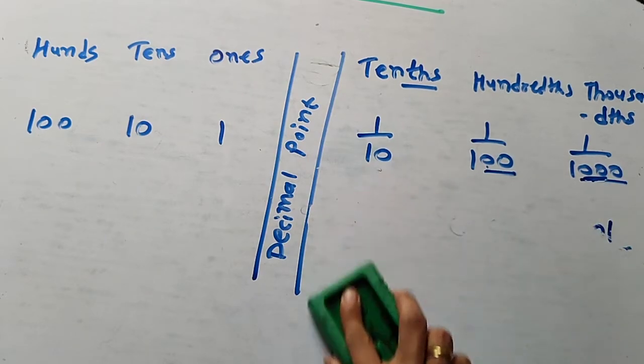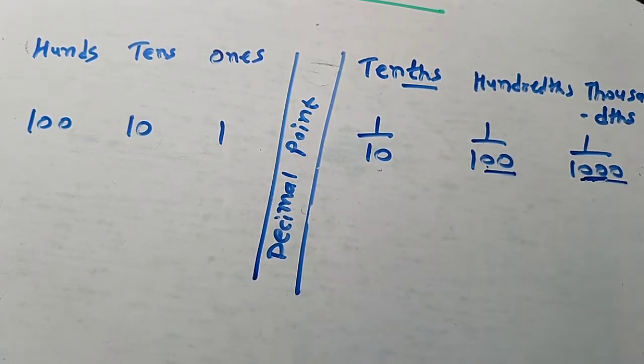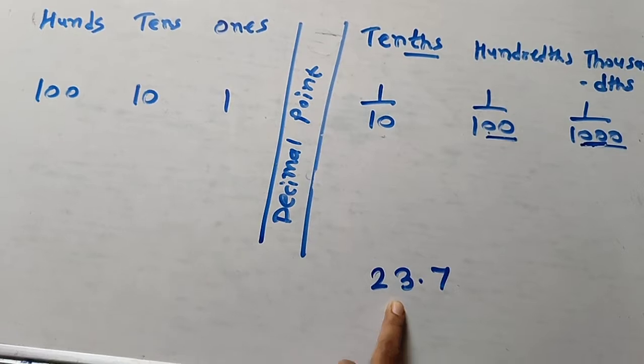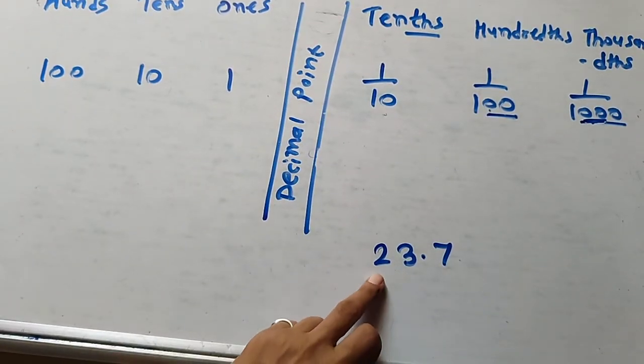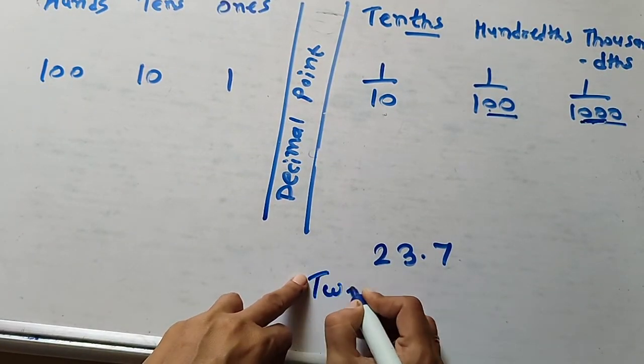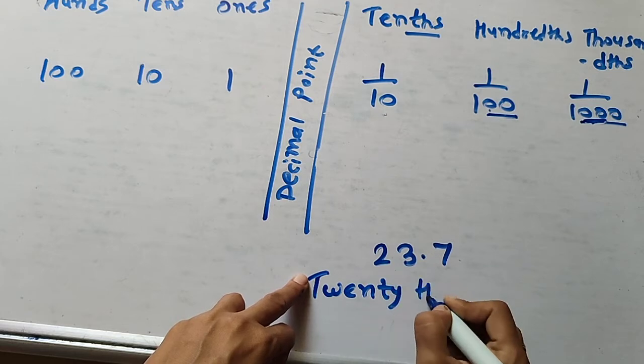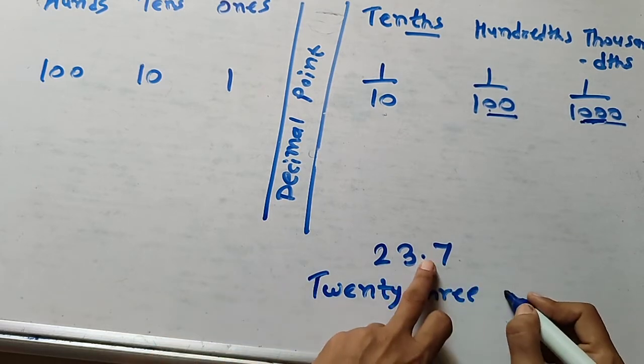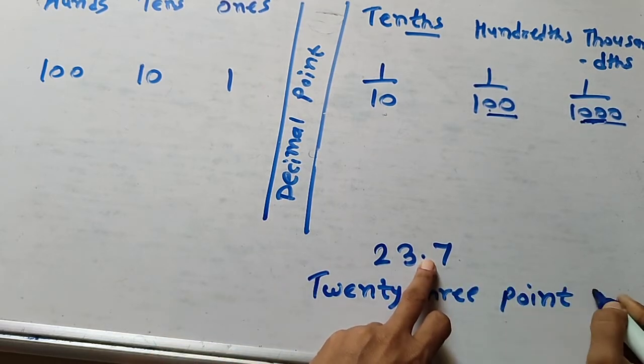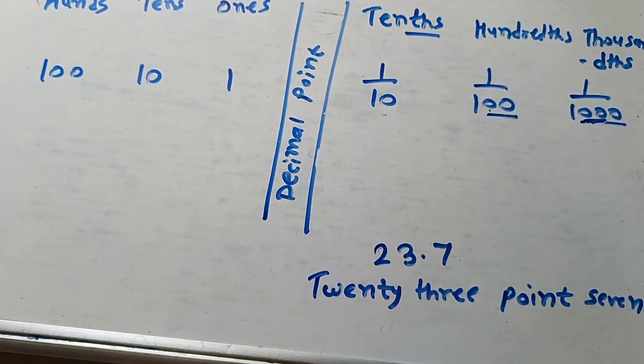Okay, in this way we write the numbers in decimal point. Now suppose you have to put the value in decimal number. How to write? So here your question is, this is number. How to write the number name? 23. Okay, this is 23. This is point. Point को आपको point ही लिखना है 7. Okay, this is your answer.